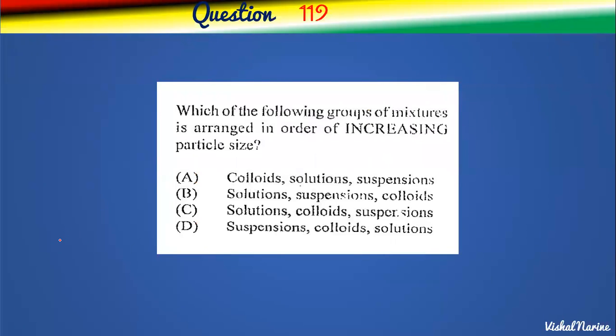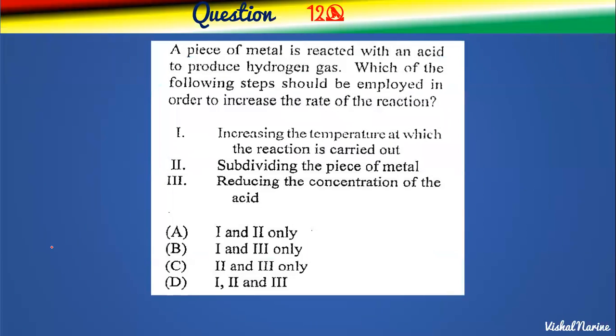Oh, 119, we worked this already. I'm going to work back again. 120. A piece of metal is reacted with an acid to produce hydrogen gas. Which of the following steps should be employed to increase the rate of reaction? And we worked the same question already, right? So that will have been here.